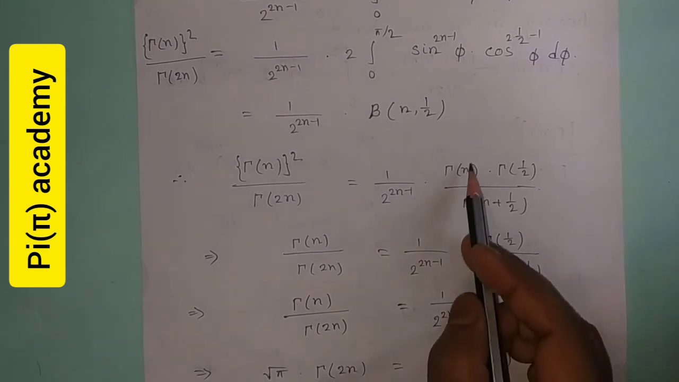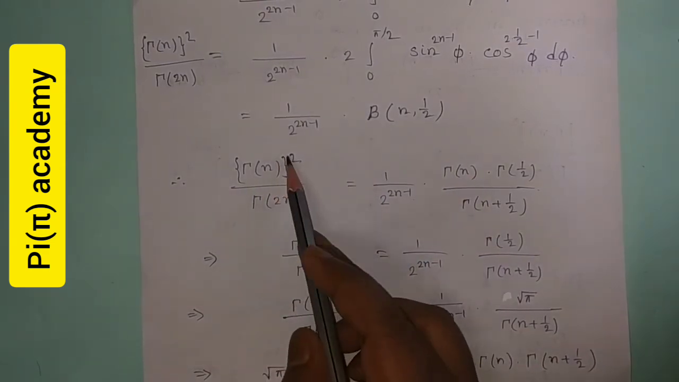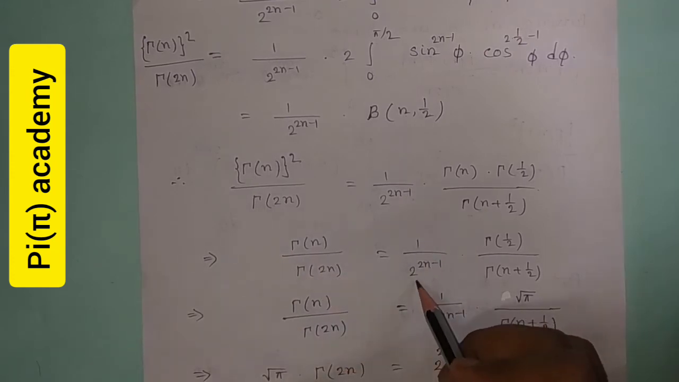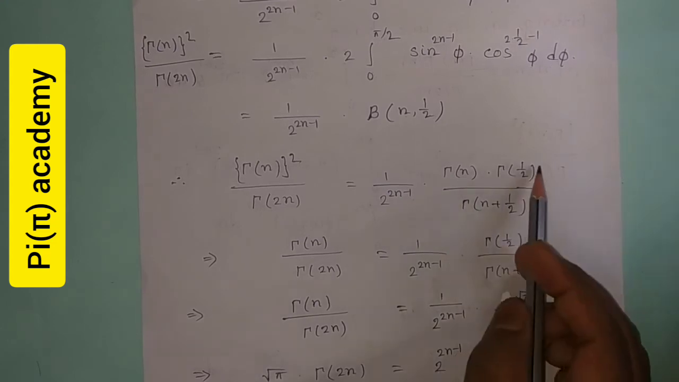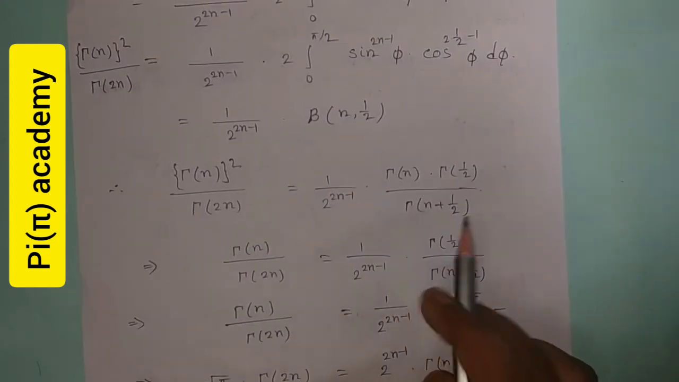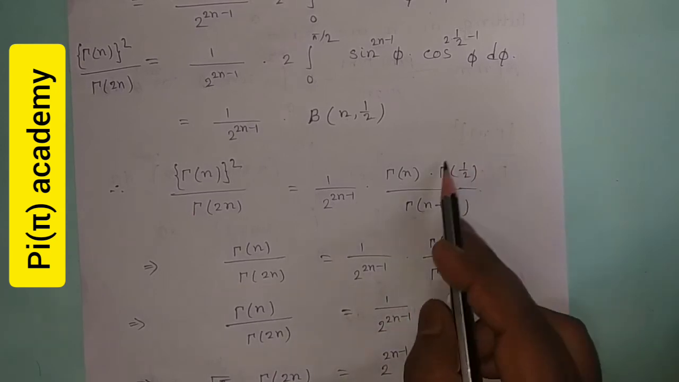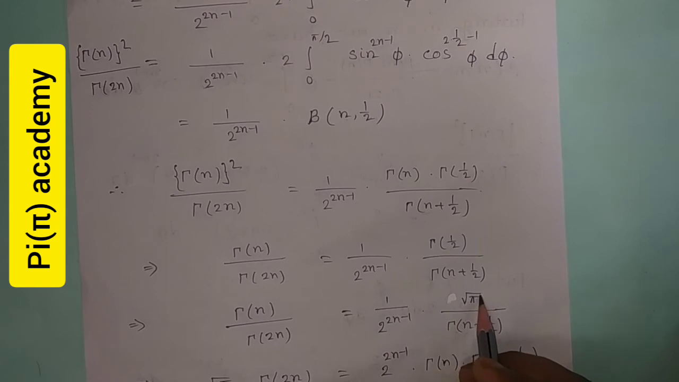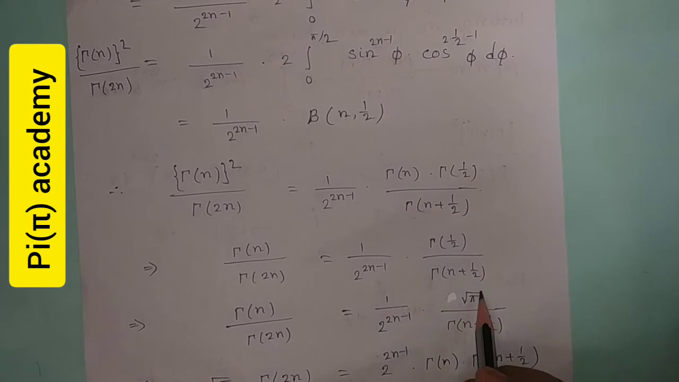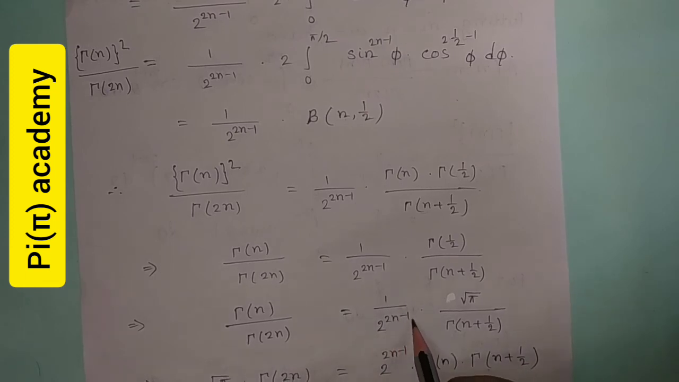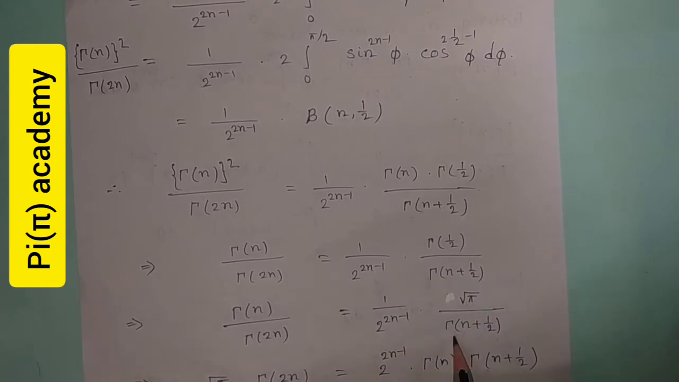Now gamma n and gamma n cancelled. Therefore, gamma n divided by gamma 2n equal to 1 divided by 2 to the power 2n minus 1 into gamma half divided by gamma n plus half. And also we know that gamma half equal to root pi. We also proved this in the last video. Therefore, gamma n divided by gamma 2n equal to 1 divided by 2 to the power 2n minus 1 into root pi divided by gamma n plus half.